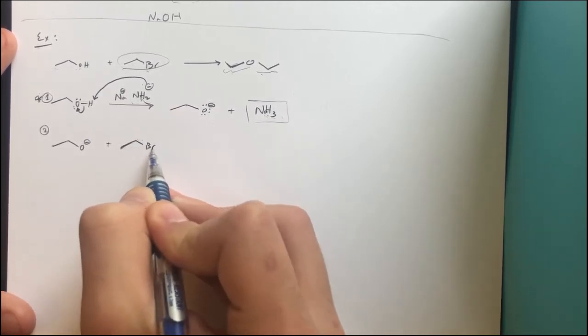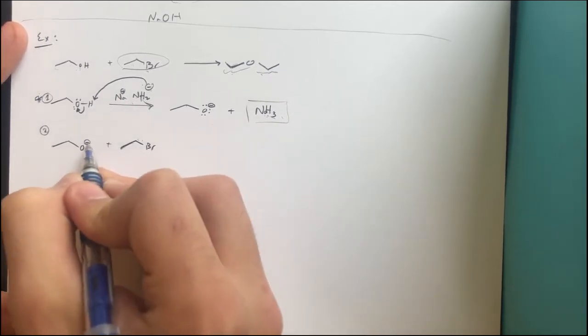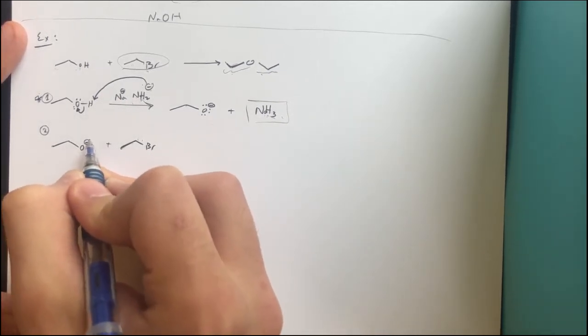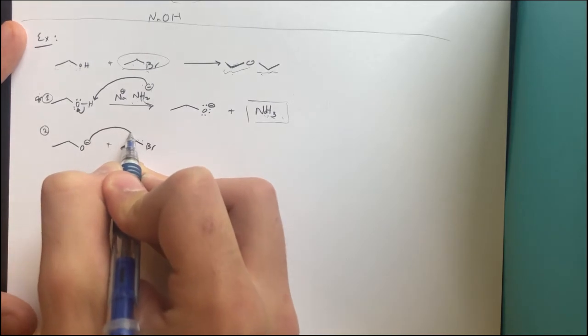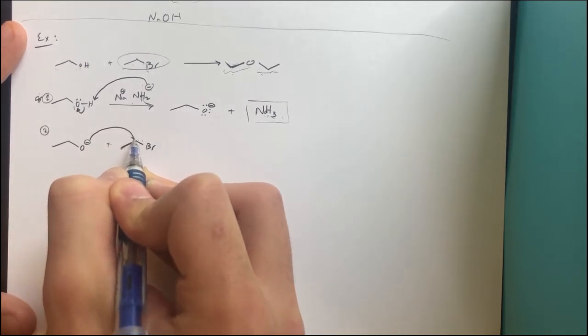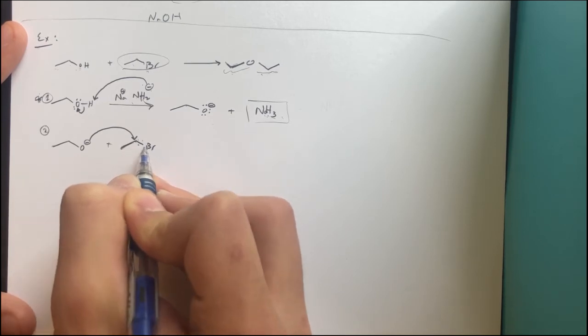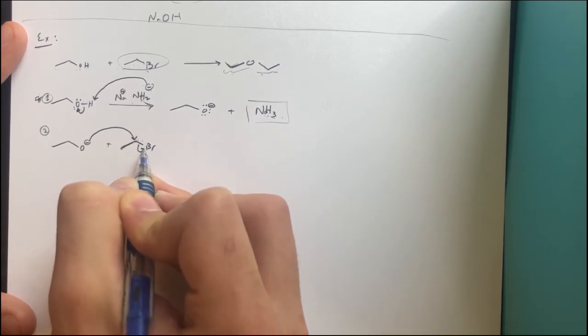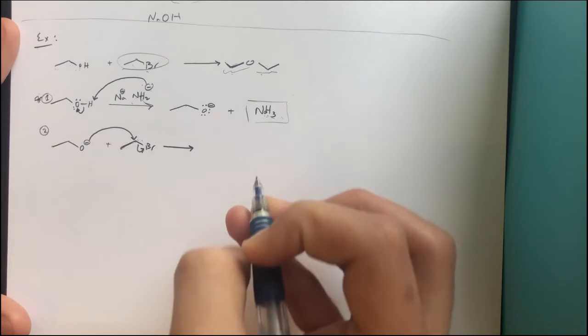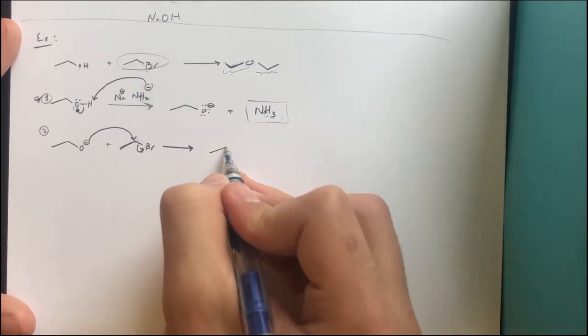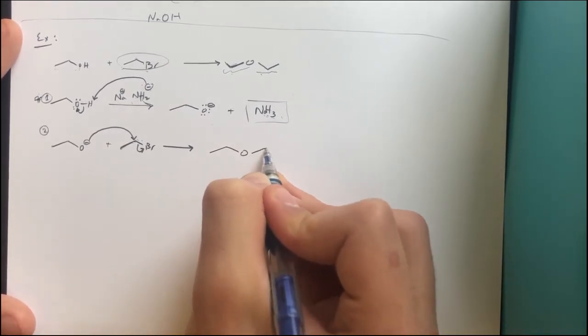So, ethyl bromide. What will happen is that it will perform a backside attack on this carbon, right? And then the bond between the carbon and the bromide will be kicked off, and then we will make our desired diethyl ether.